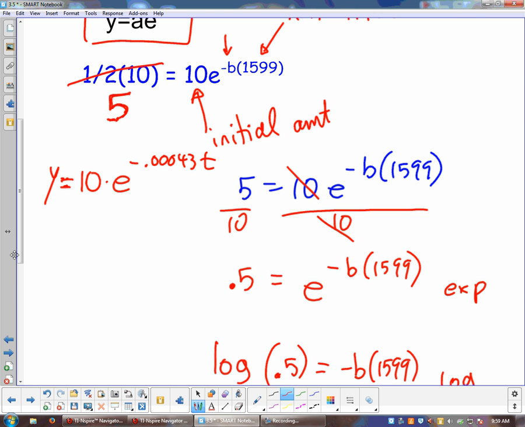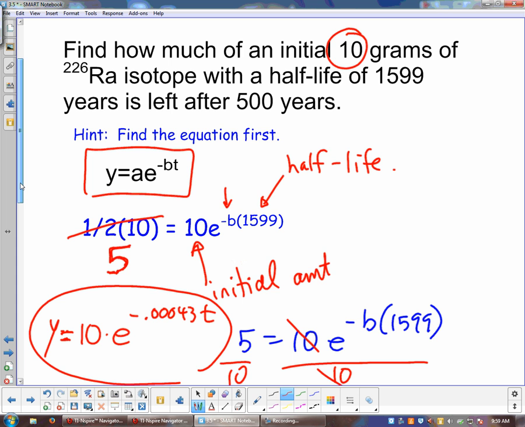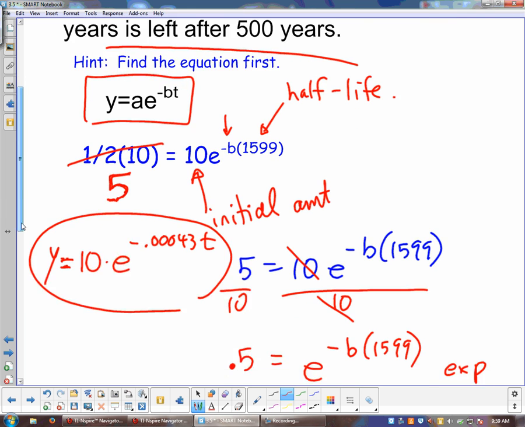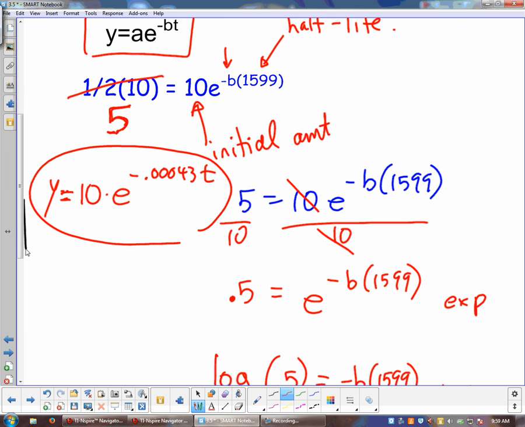0.00043t. Now that we have our model, and we had to do a lot of work to get that, now we can answer the question, which is how much of an initial amount is left after 500 years. So Bailey, how do we figure that out? Plug in 500 for t. So we're going to plug in 500 right here. Go ahead and work that out on your calculator.